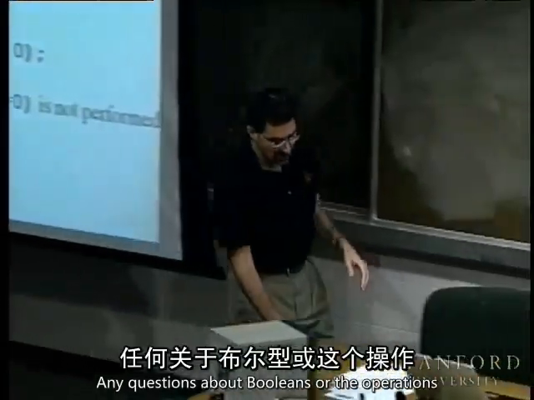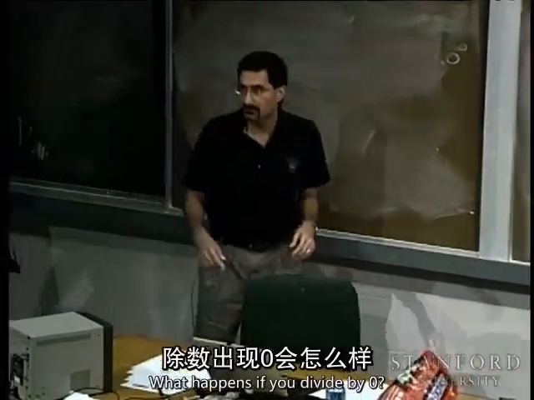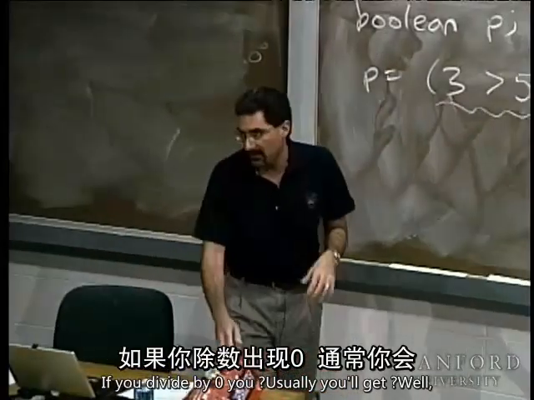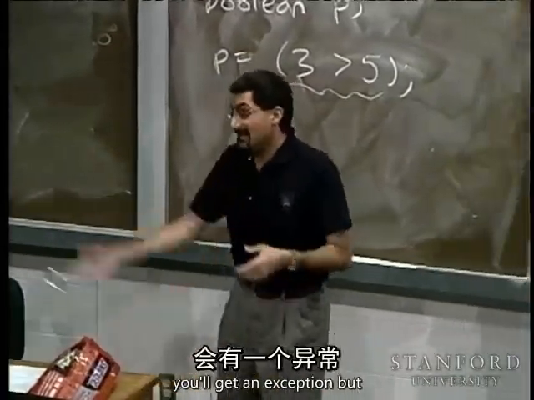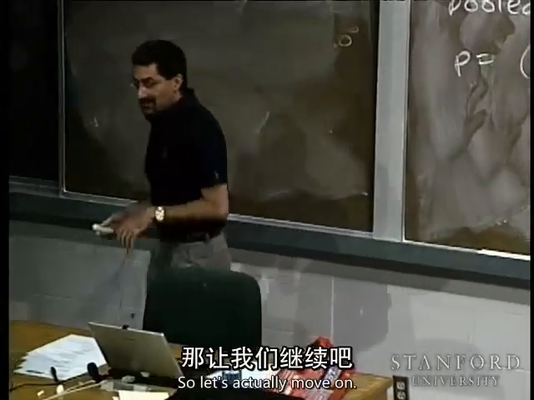Any questions about Booleans or the operations? What happens if you divide by 0? If you divide by 0, usually you will get an error. You'll get an exception, but we won't talk about exceptions. Just think of it as an error. So let's actually move on.